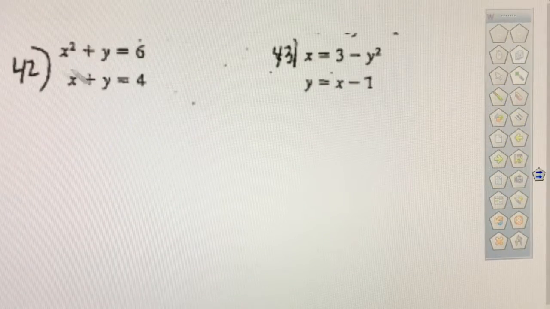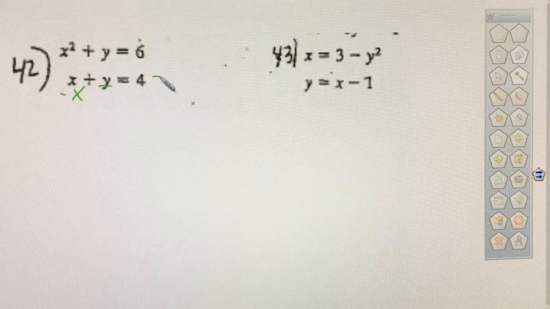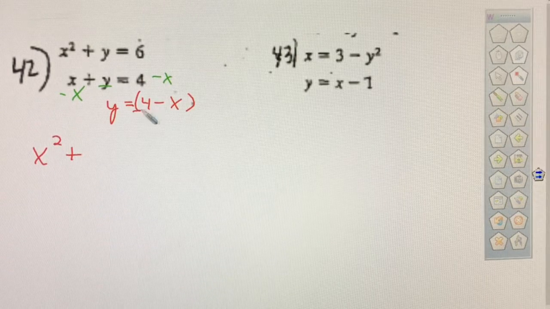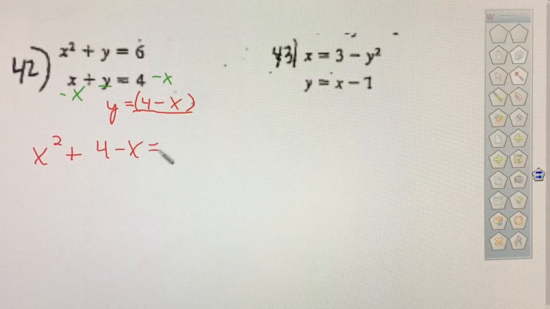Solve a nonlinear system here, so I just can't add them up. So what I'm going to do is solve this for y. I'm going to subtract x from both sides, and that's going to give me y equals 4 minus x. Now I'm going to take that quantity and plug it in wherever I see a y. So x squared plus, and notice y equals 4 minus x, equals 6. I didn't need to wrap that because there's a plus sign, but I could have just as well put parentheses around it.